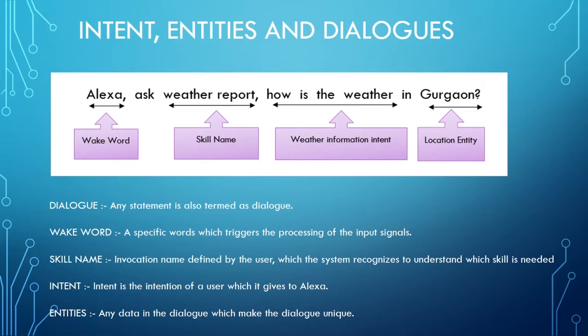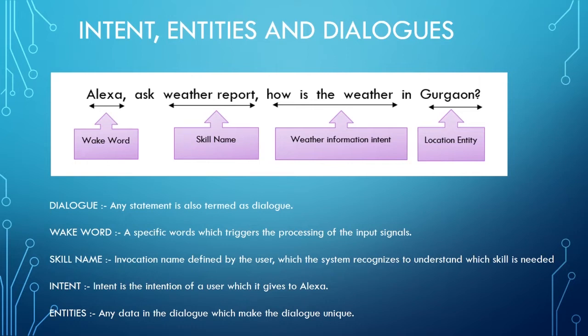To explain it, we'll take an example of a statement: Alexa, ask weather report, how is the weather in Gurgaon? For now, consider we have a skill named weather report, which on requesting a location's weather, gives detail about that particular location. This statement or dialogue can be broken down into subsets, which will define all the technical terms that we saw earlier. The whole statement can be termed as dialogue.